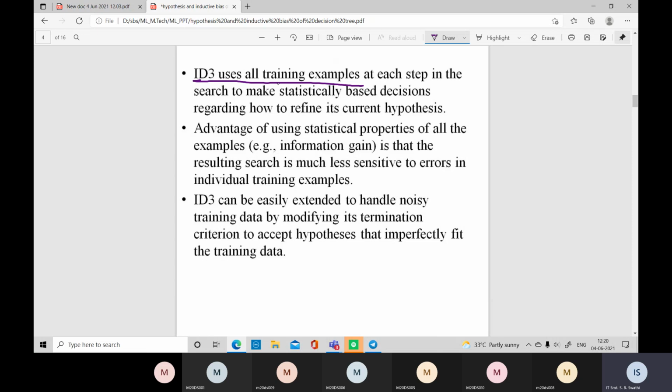Right. So it uses all the training examples, but it generates only one hypothesis. To generate hundreds and thousands of decision trees, and in order to finalize which is the appropriate decision tree, it considers all the training examples. Then only it will be able to say accurately which decision tree is appropriate.